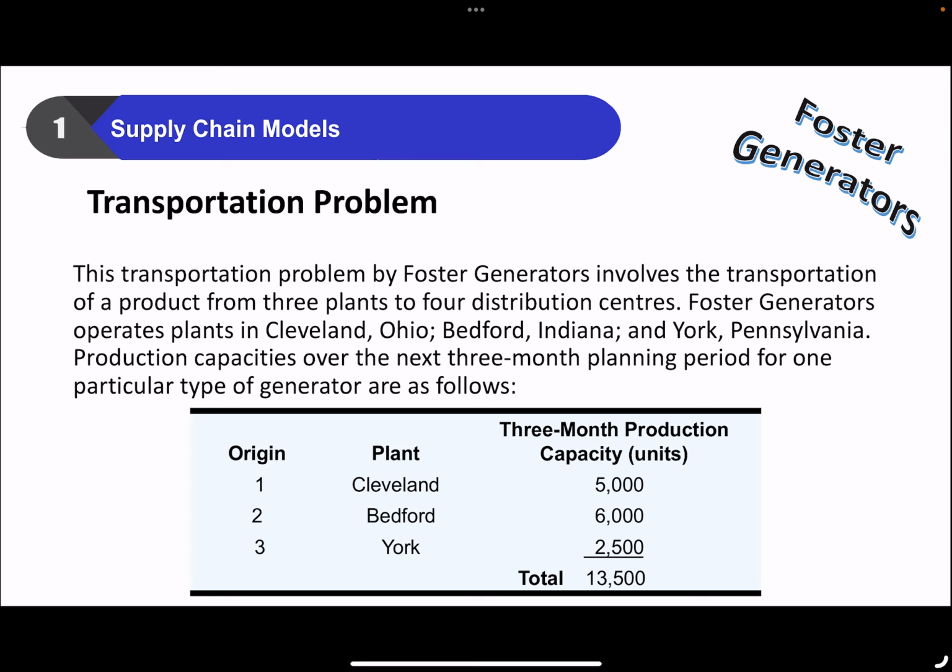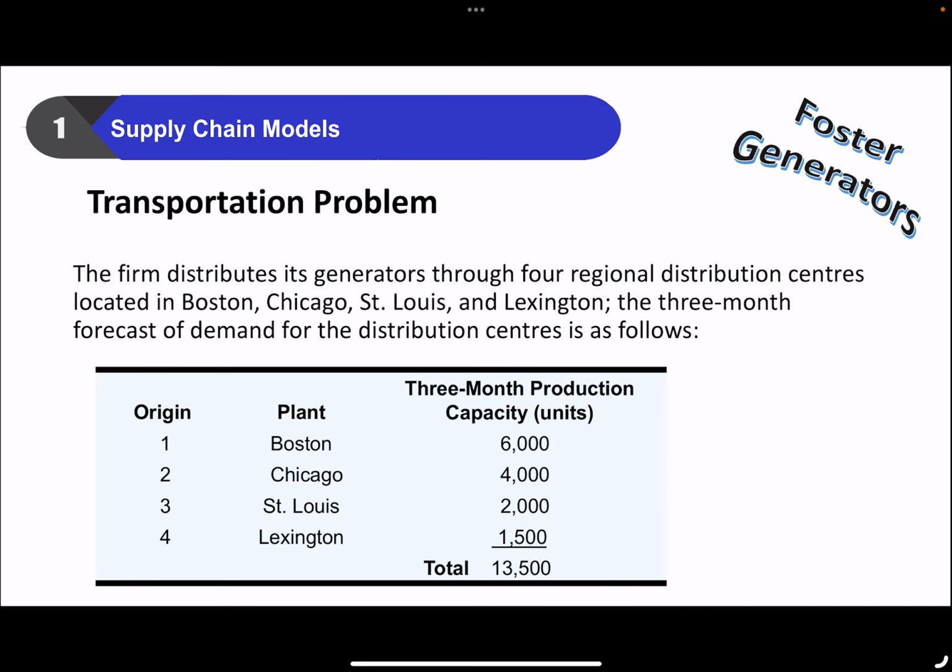13,500 units. They then want to distribute the generators through 4 regional distribution centers located in Boston, Chicago, St. Louis, and Lexington. The forecasted 3 months demand for the distribution centers is as follows. Boston 6,000 units, Chicago 4,000 units, St. Louis 2,000 units, Lexington 1,500 units, making the total demand over the 3 months 13,500 units.